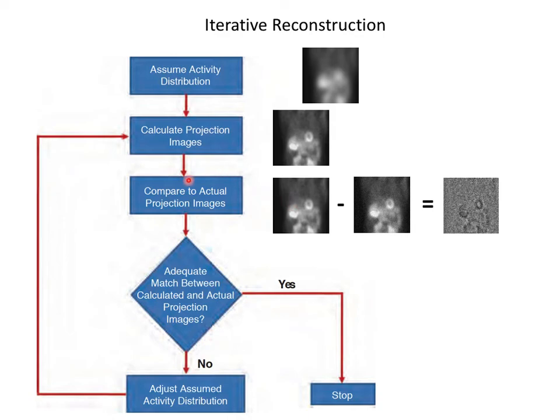And you keep doing that comparison. You just adjust the activity, right, to try and minimize the difference between your predicted raw data given your estimate of the image and the actual raw data. And you just keep making those adjustments until finally you're under some threshold and you say stop, and that's my predicted picture, right?